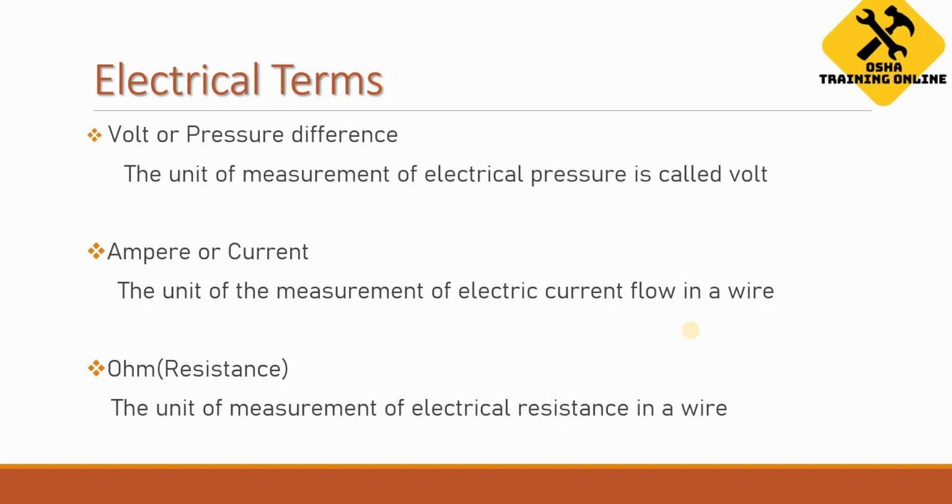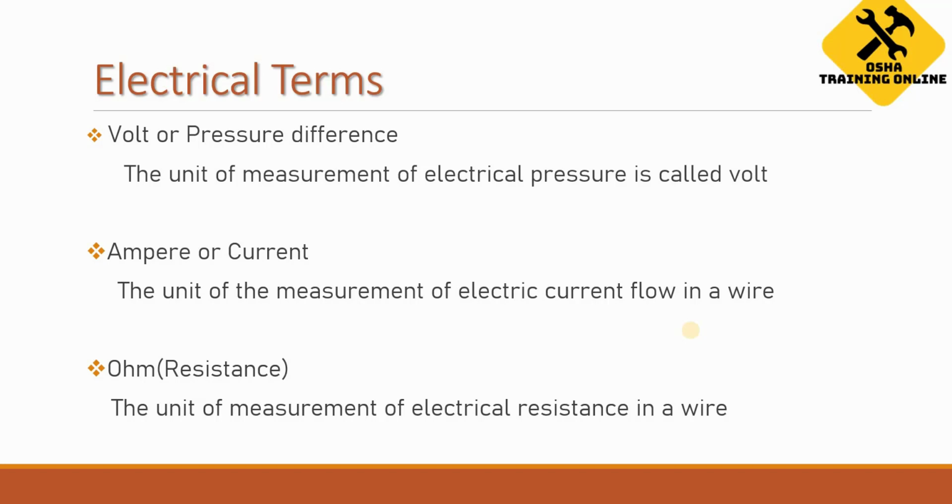So the first thing is electrical terms. The first concept is volt, or pressure difference, or voltage. The unit of measurement of electrical pressure is called volt. When there is a pressure difference, for example, there is 2 volts at one point and 0 volts at another point, then there is basically a voltage difference and electrical current will flow. So voltage is the electric pressure. Now what is current? As I have told you, the electric current will travel from one point to the next point when there is a voltage difference.